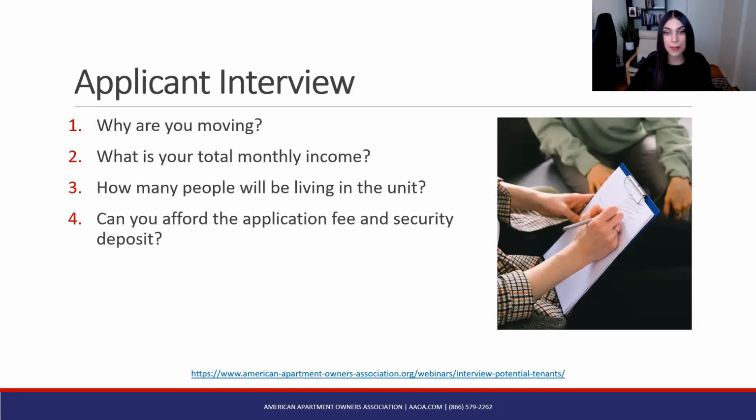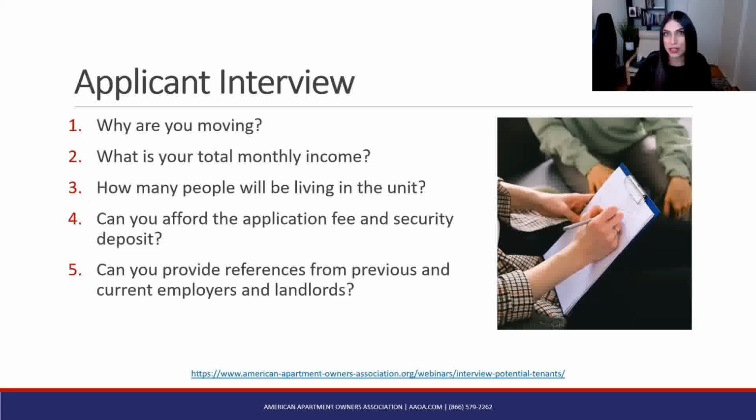And can you afford the application fee and security deposit? Obviously, that is a deal breaker if they can't. So why waste anyone's time? It's good to get that out of the way and let them know up front how much that's going to cost. And can you provide references from previous and current employers and landlords? This shows them that you're serious, that you are going to verify the information they're giving you, so that you don't run into that scenario where maybe later you find out that what they told you wasn't true. That allows at least some opportunity for them to provide you with accurate information. And do you have any questions?